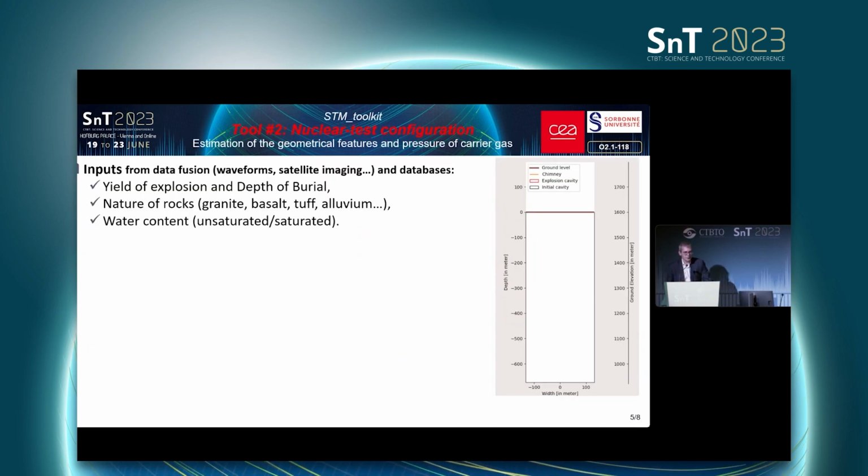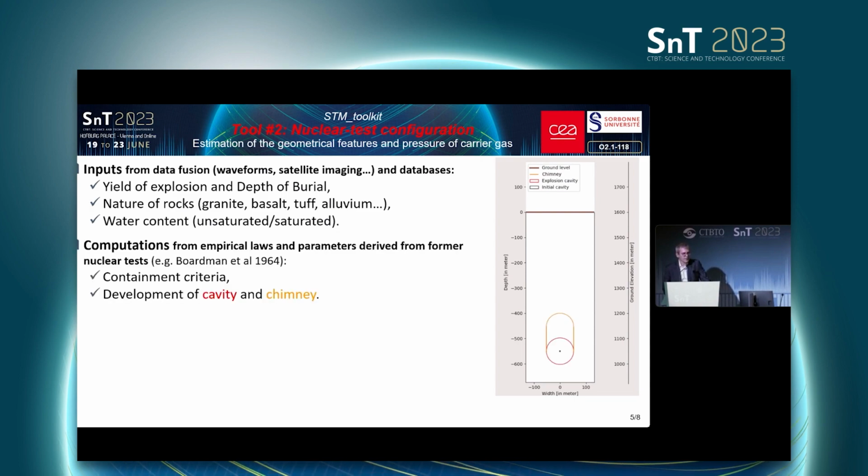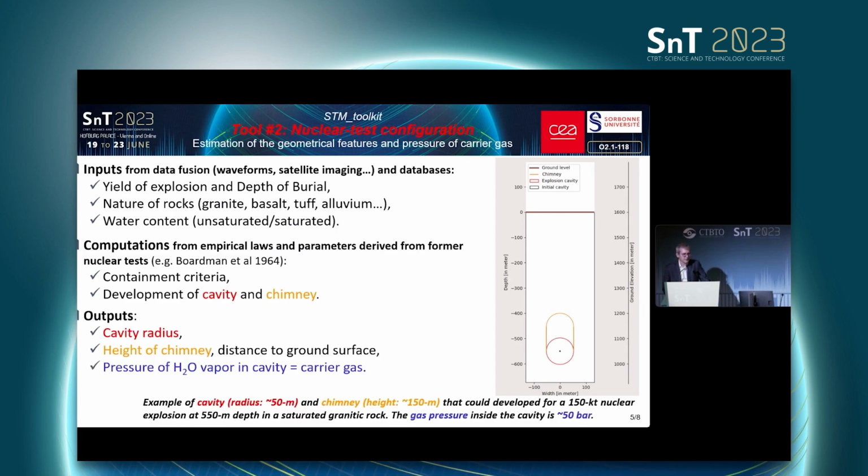Tool number 2 deals with the nuclear test configuration. The inputs come from data fusion and databases. We need to enter the yield of the explosion and its depth of burial, the nature of the rocks and their water saturation. The computations are made from empirical laws and parameters derived from former nuclear tests, and the outputs are the cavity radius, the height of the chimney, and the shortest distance to the ground surface.